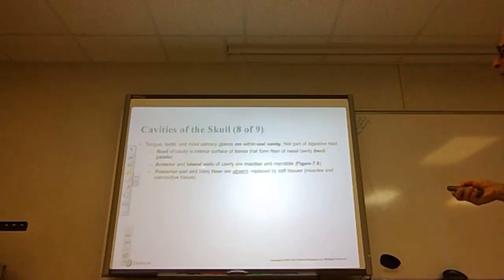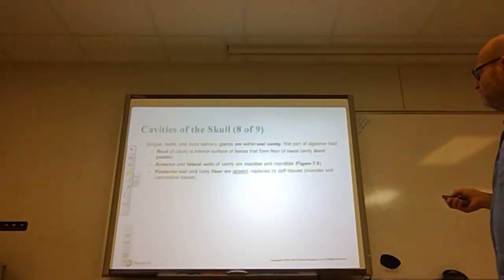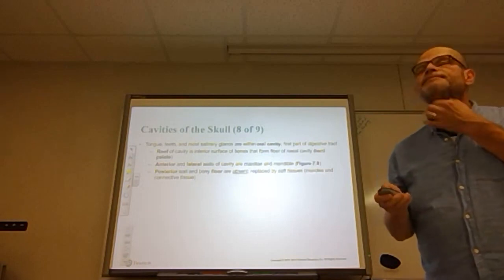The anterior and lateral walls, that's front and sides, of the cavity are the maxillae and the mandibles. The posterior wall and the bony floor here are absent. They are replaced by the soft tissue, muscles, and connective tissues found under here.